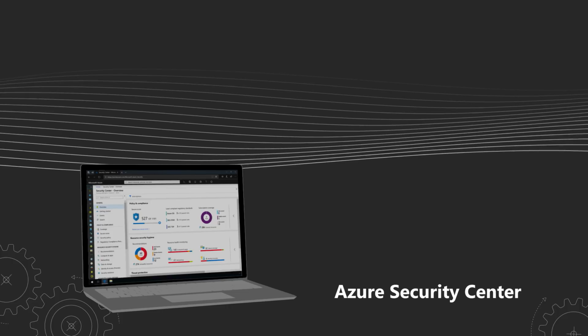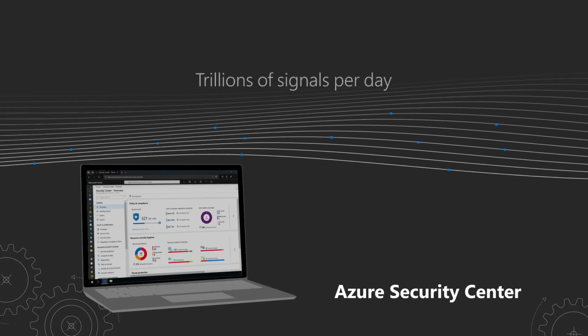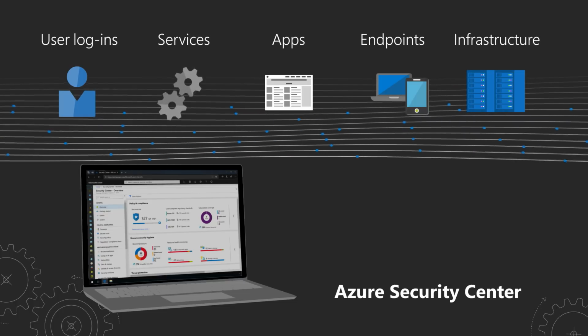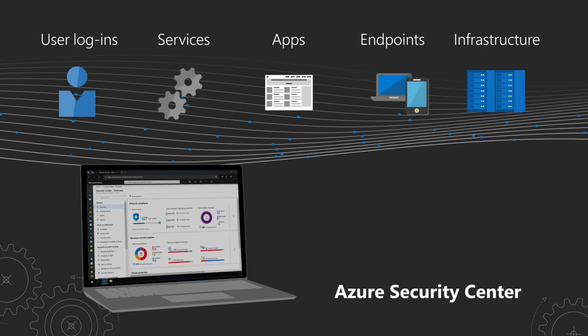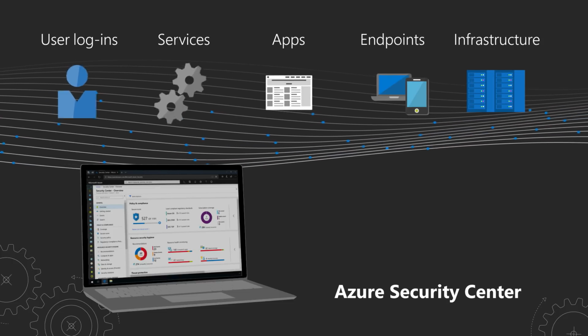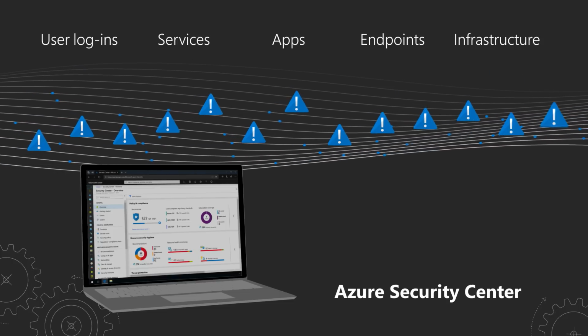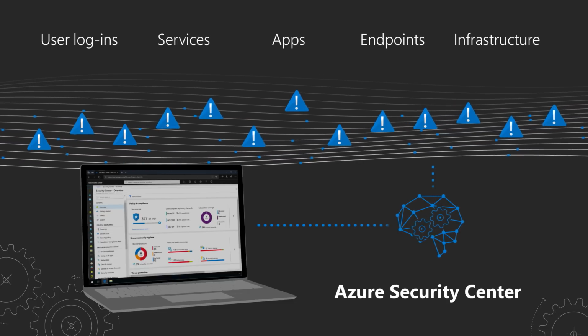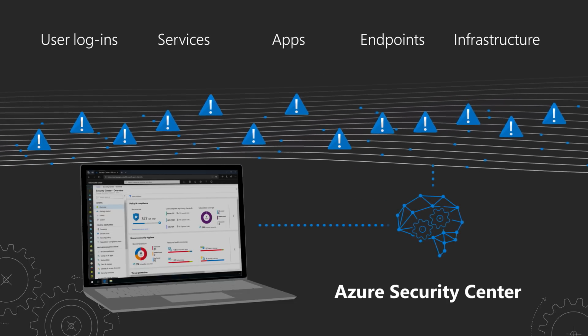Our threat intelligence collects literally trillions of signals daily across user logins to Microsoft and non-Microsoft services, apps, endpoints, and infrastructure. And this also includes signals from your existing security solutions. These feed our machine learning models and algorithms for anomaly detection so that we can narrow down new security threats in play across your entire infrastructure estate.